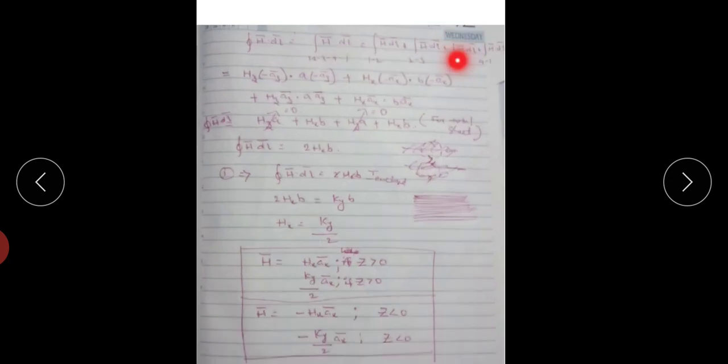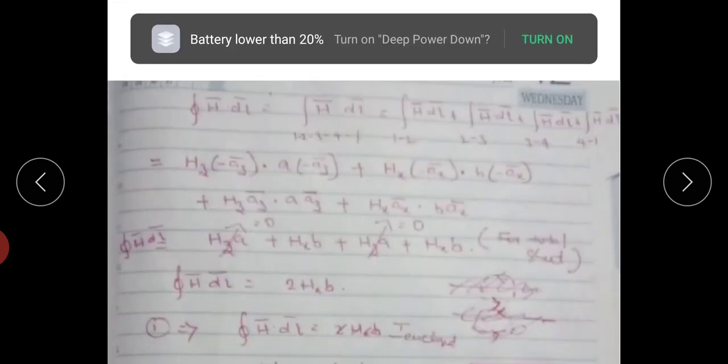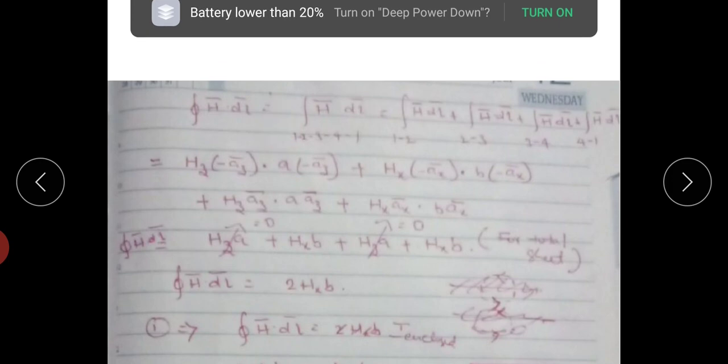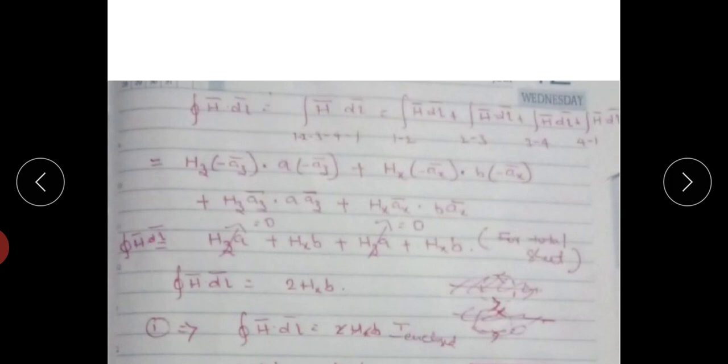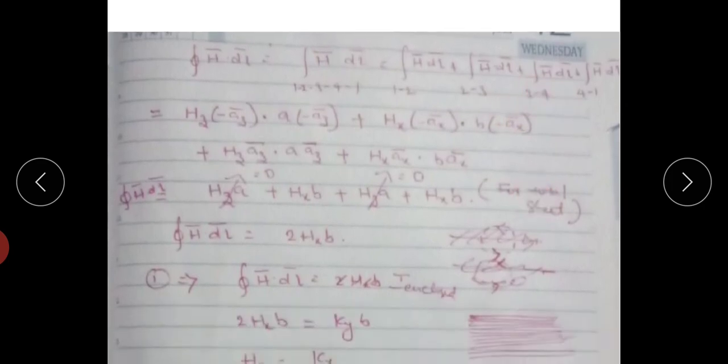So next we have to find the closed line integral of h bar dot dl bar. So the closed line integral of h bar dot dl bar equals the integral over 1 2 3 4 1 of h bar dot dl bar, which equals the integral from 1 to 2 of h bar dot dl bar plus 2 to 3 of h bar dot dl bar plus 3 to 4 of h bar dot dl bar plus 4 to 1 of h bar dot dl bar.